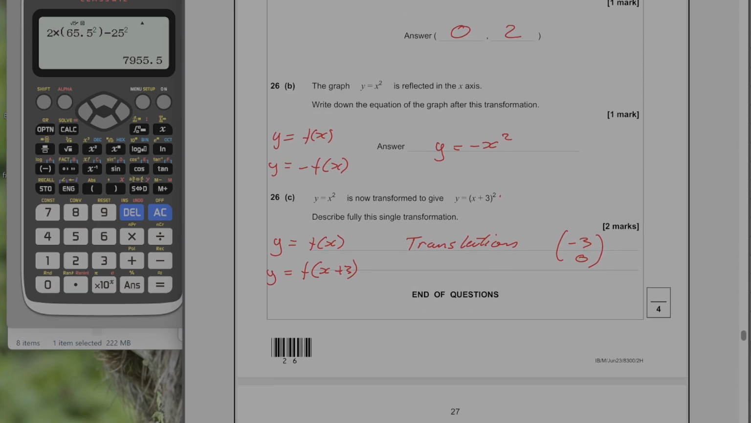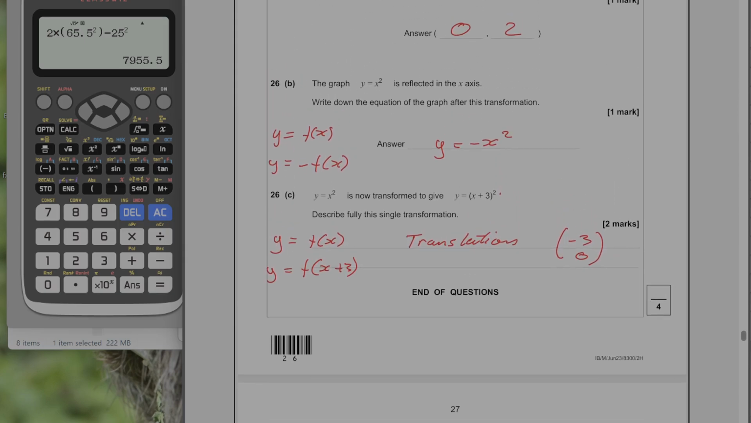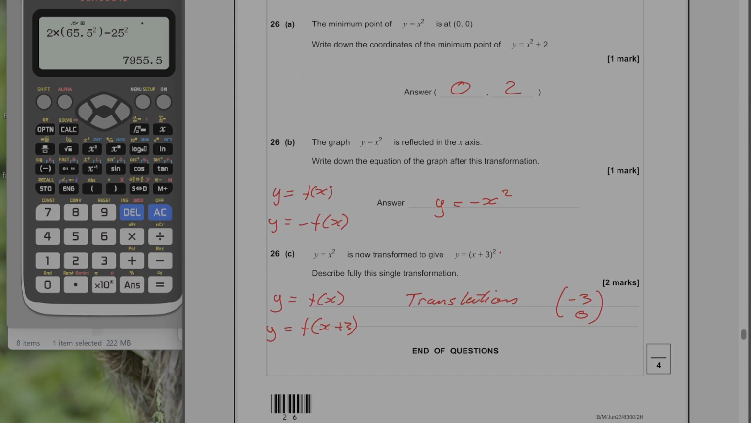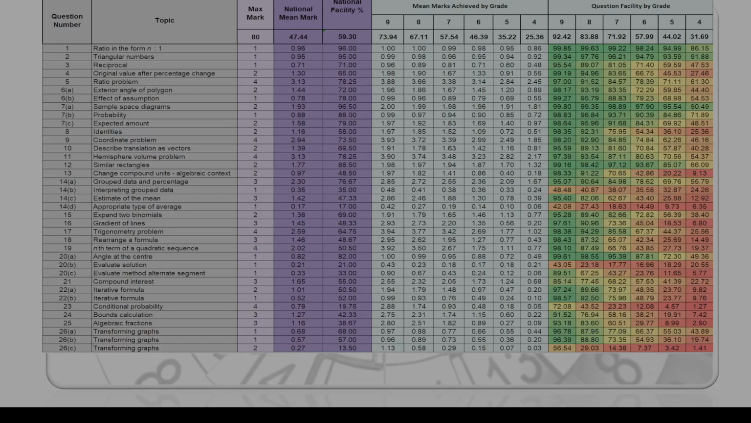Okay, and that's the end of the paper. Right, so I'll bring up that question analysis again. So again, this gives you an indication of the grade boundaries for that paper. It gives you an idea of what sort of grade you're at based on how well you did on that paper. It also brings back into play this question facilitated by grades.